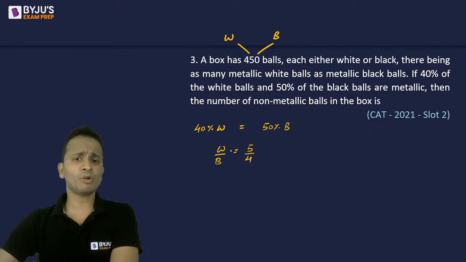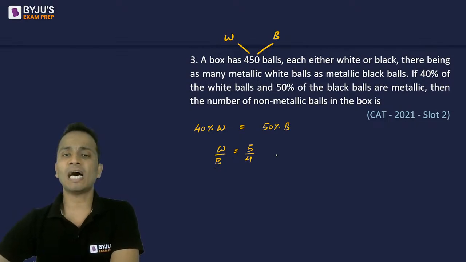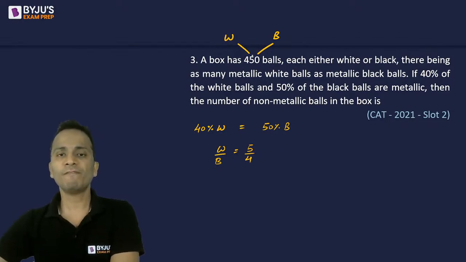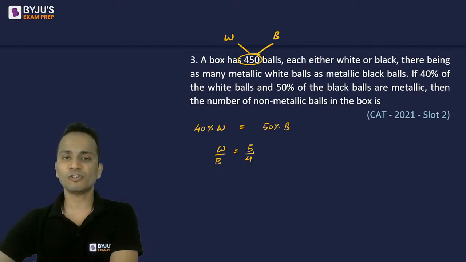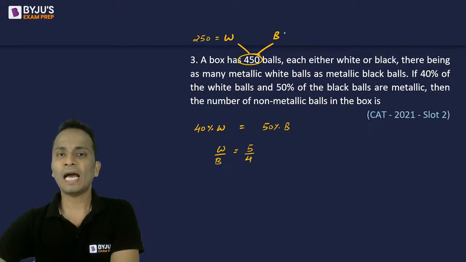So total number of white balls and total number of black balls are in the ratio 5 is to 4. If I divide 450 in this ratio, the total number of white balls will be equal to 250 and the total number of black balls will be 200.